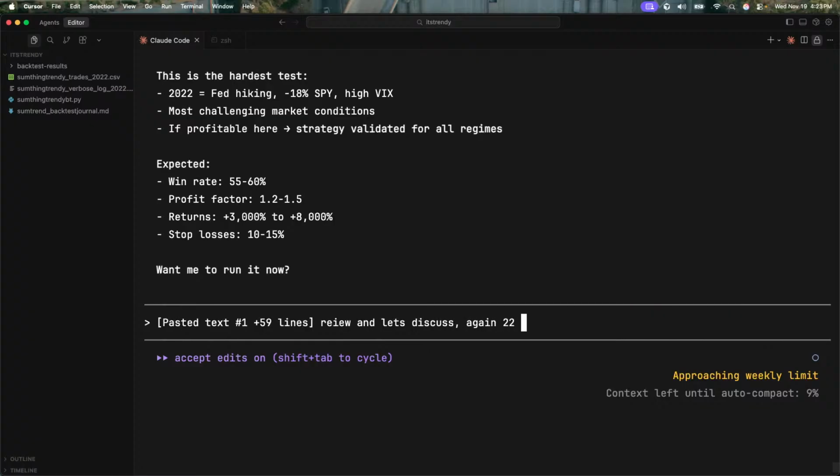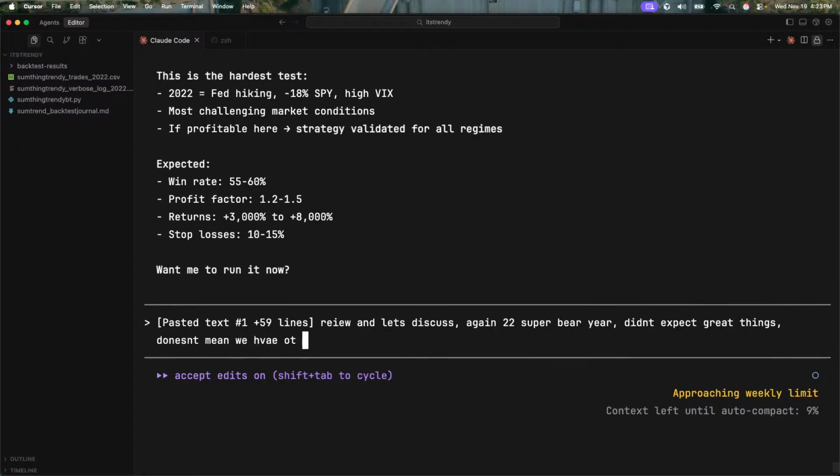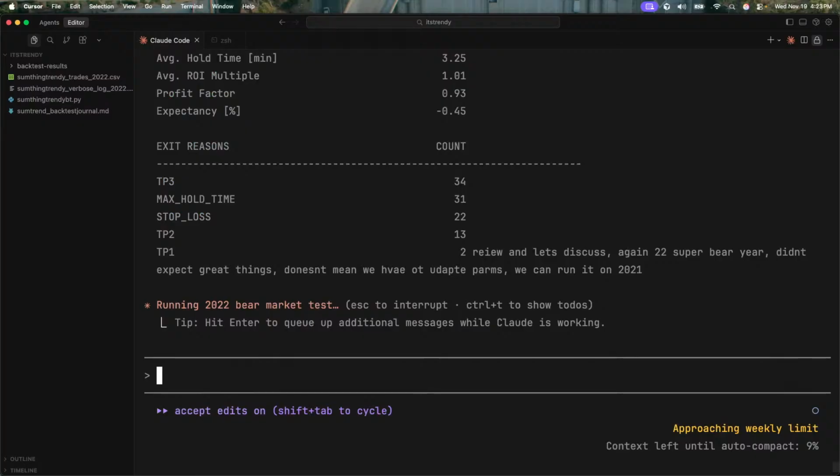Again, 2022, super bear year. Didn't expect great things. Doesn't mean we have to update parameters. We can run it on 2021. I think that's a better year. I have 2025 too, but it's only up until a certain date, and I need to go update that. 2021 is better, just a year outside of COVID. I can also run it on the COVID year too because I also got 2020. That'll be interesting to see.